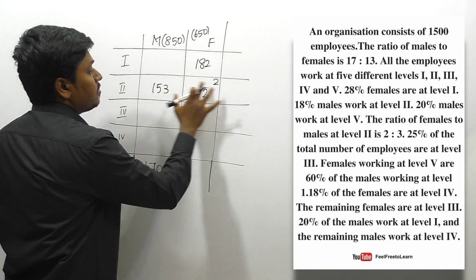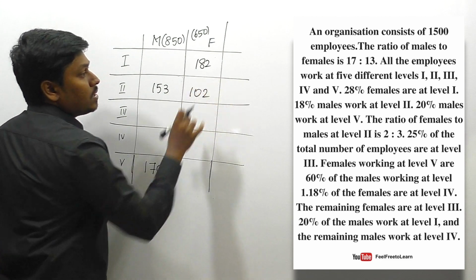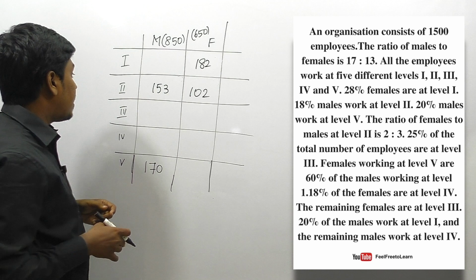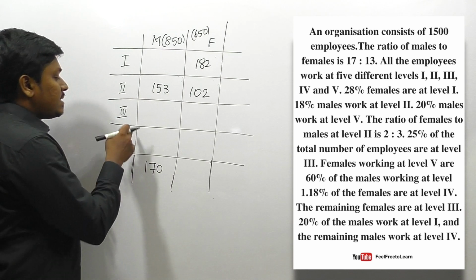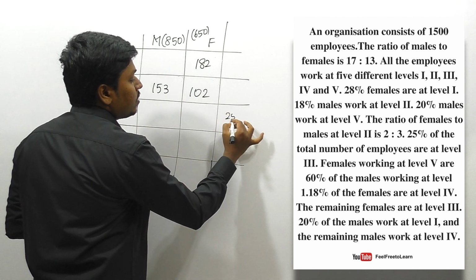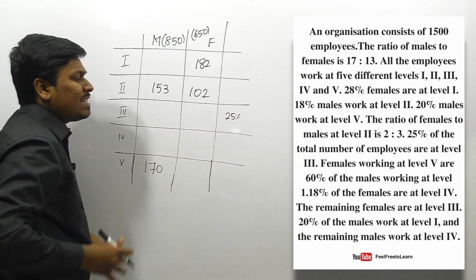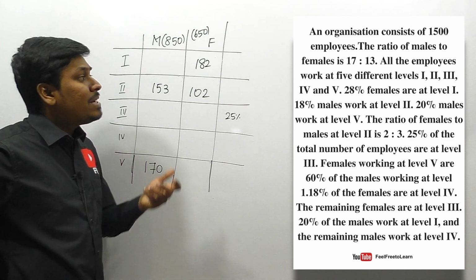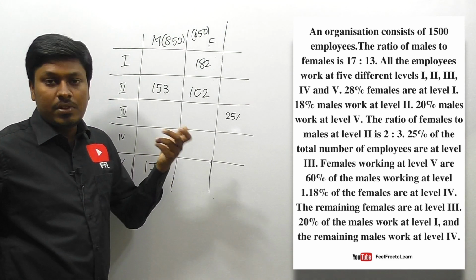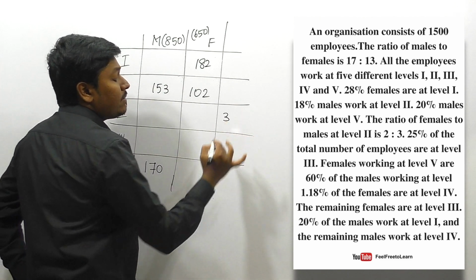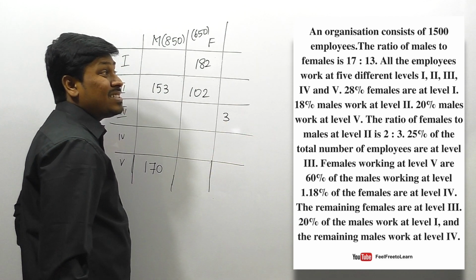Okay. So next point is, okay friends, 25% of total number of employees are at level 3. So friends, listen here friends, a level 3 where the total number of males and females are 25% friends. I think 25%. Okay, so 25% can be taken as 1 by 4. So 1 by 4 of 1500 can be taken as 4 3s are 12. So the remaining will be 3.